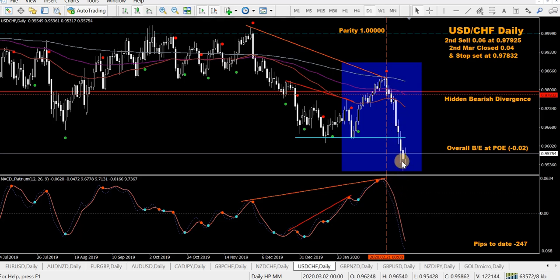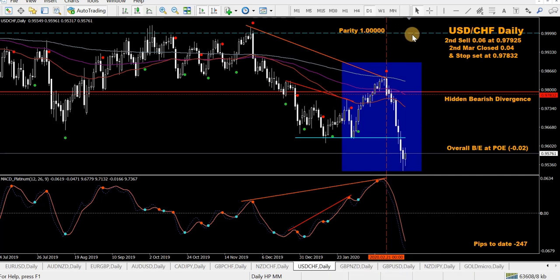MACD platinum's gone through the 0 level. I've closed the sell, closed the hedge buy, partial close on that second sell of 0.04, stop in place below the entry level, can't lose, except I've got a few pips to make up. I should close everything now just to get that positive. It's one pair that's doing my head in.